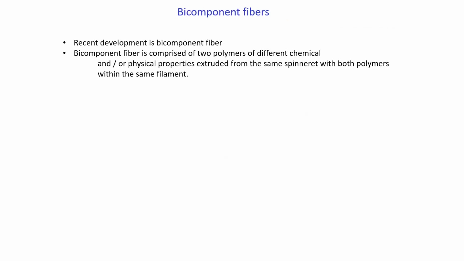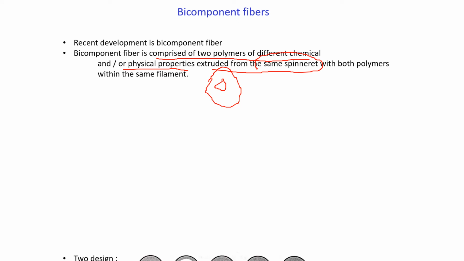And then we have bicomponent fiber. Bicomponent fiber simply means it is comprised of two polymers of different chemical or physical properties, made using a spinneret, whereby one polymer is enclosed in another. Different kinds of applications are used from this type of bicomponent fiber.